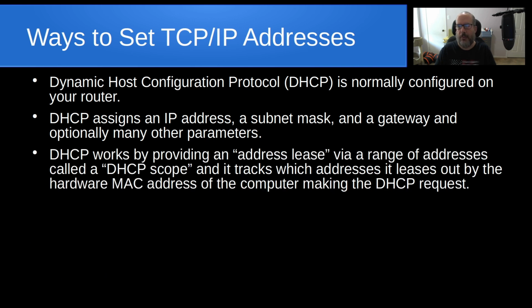So DHCP works by providing an address lease from a range of addresses that is called a DHCP scope. And it tracks which addresses it leases out by the hardware MAC address of the computer making that DHCP request. So you're thinking, wow, a MAC address is a hardware address. How is it that we can have a MAC address on virtual devices like Incus and LXD containers?